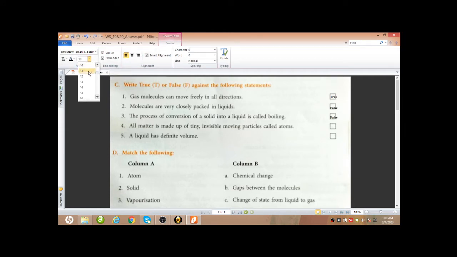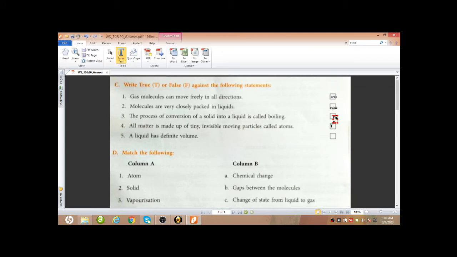Next question, all matter is made up of teeny invisible moving particles called atoms. So this is true. Matter is made up of atoms. It is true. Just a second, let me write T for true and F for false, because space is very less. You can write the full words, true and false, or in this manner also you can write. Okay, let's move on.